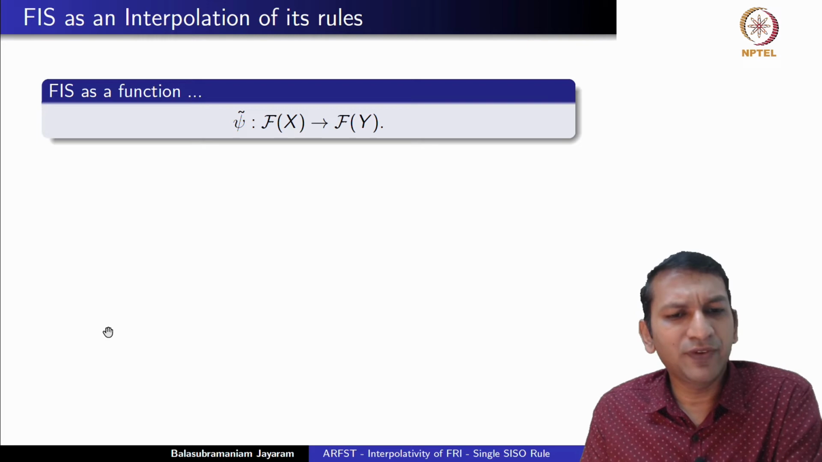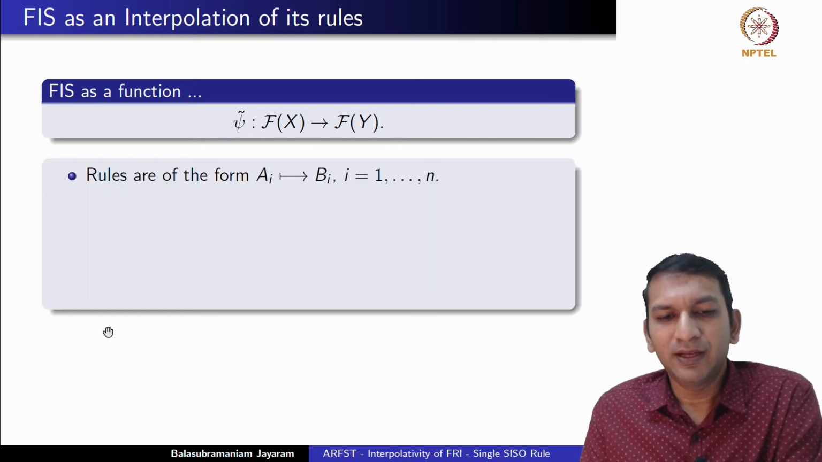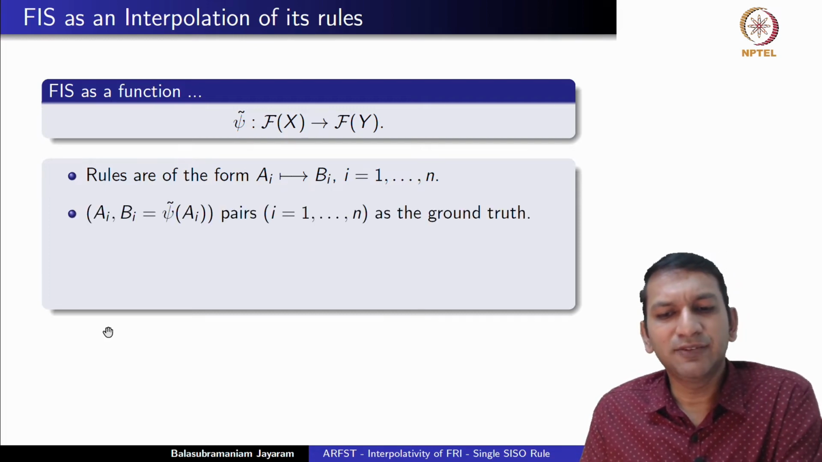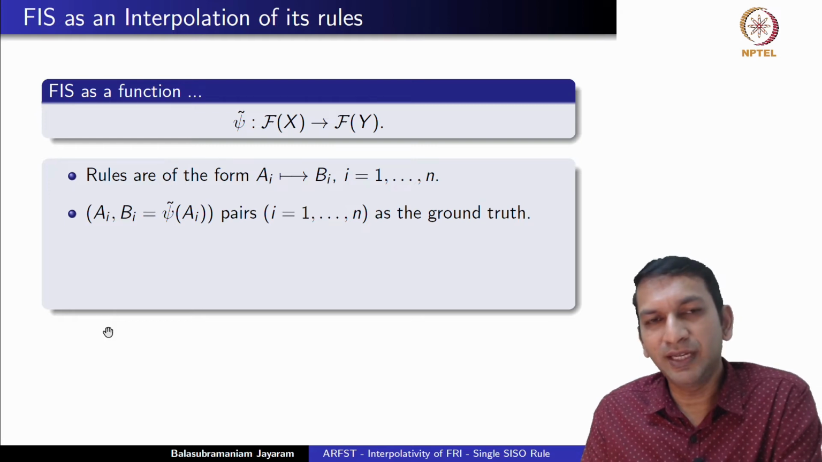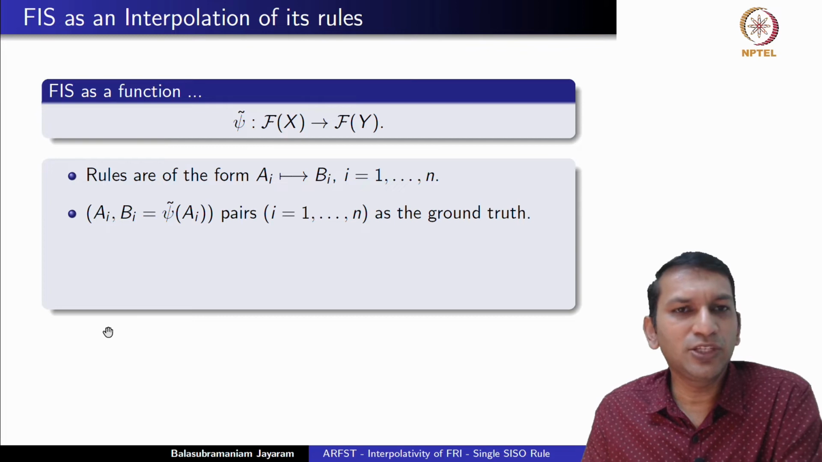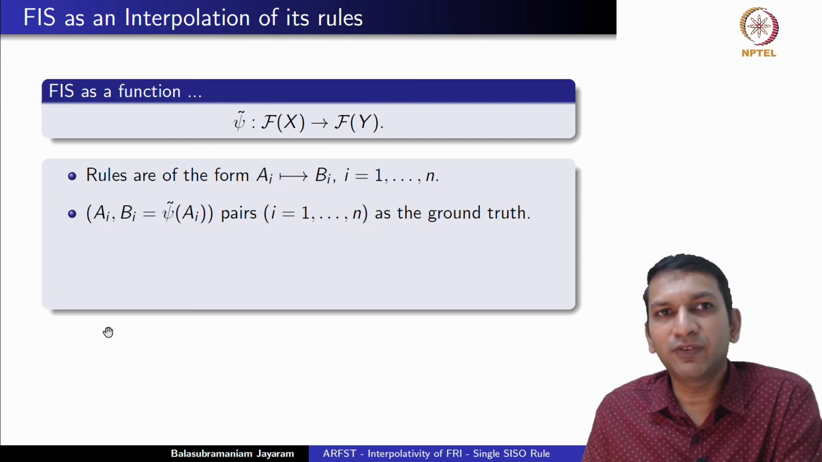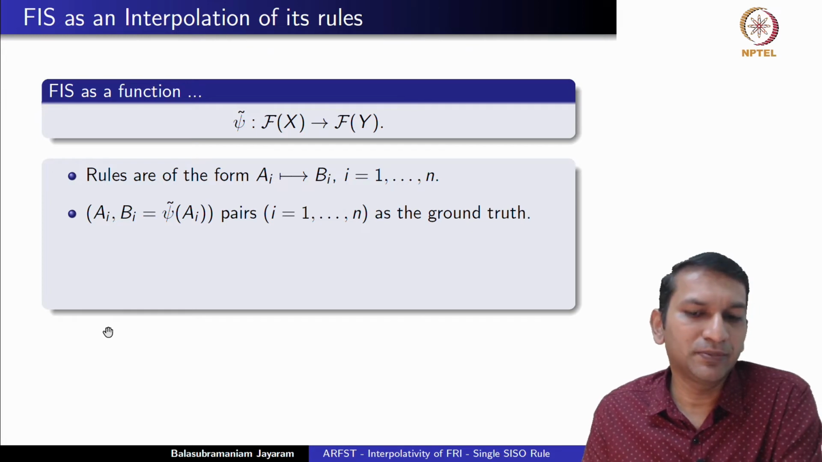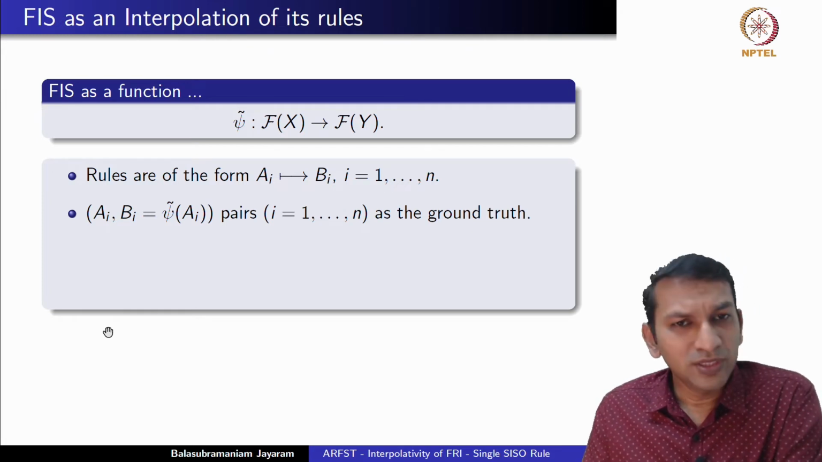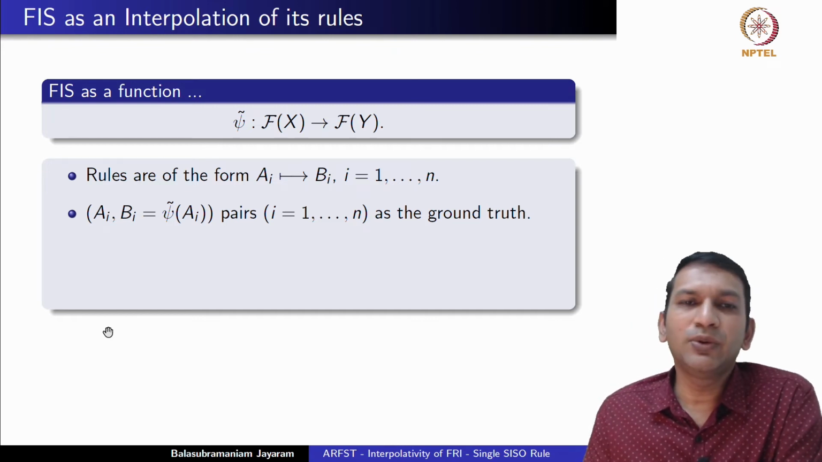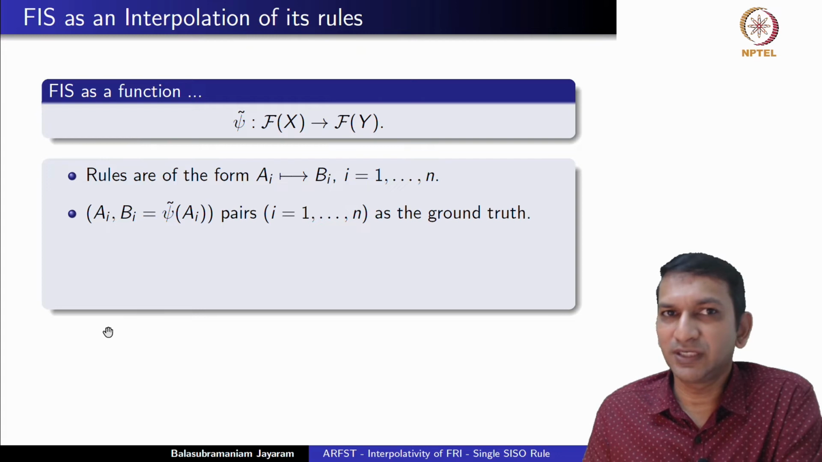So you can look at FIS itself as a function from F(X) to F(Y). We are looking at rules of the form Ai implies Bi as in fact pairs of data points, pairs of fuzzy sets Ai, Bi, such that Bi is actually the output obtained from the fuzzy inference system psi tilde when Ai is given as the input. Rules are considered as the ground truth for us in the inference system. We're only looking at them as pairs of fuzzy sets.